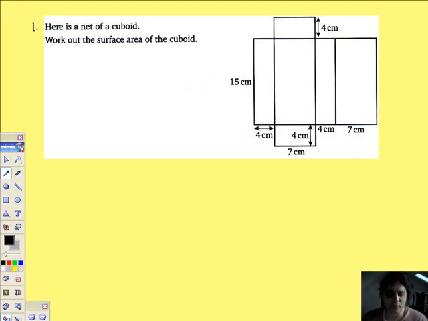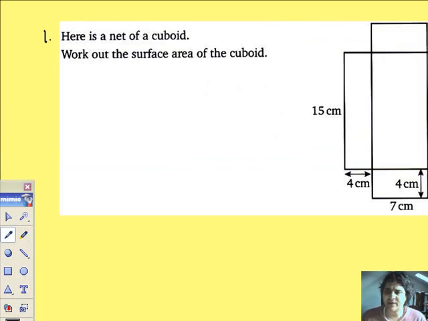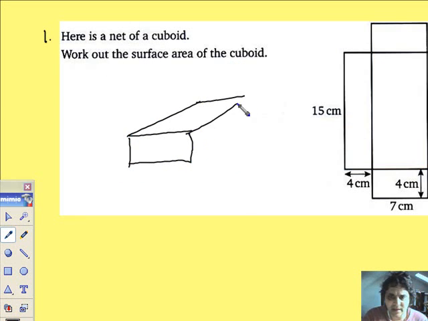Hello, 11.3, this is the surface area of a prism, pages 183, 184, 185. Question 1: here is a net of a cuboid, in other words a shoebox. Work out the surface area of the cuboid. Essentially we've got something like this, a freehand drawing, not brilliant. Let me use my artistic talents to show you that it's 3D.